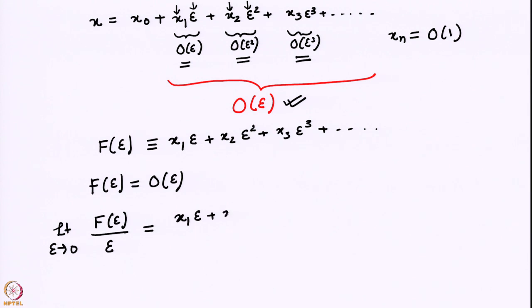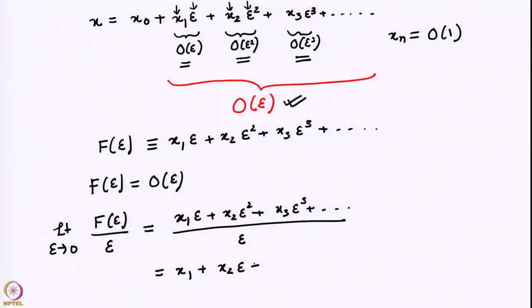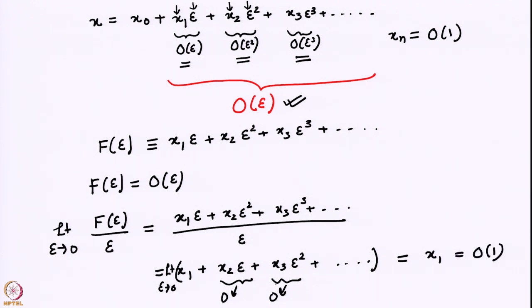In the numerator we have this, and if I divide by epsilon, then I get x1 plus x2 epsilon plus x3 epsilon square plus dot dot dot. You can see that if I take the limit epsilon goes to 0, then each of these terms will go to 0 because the x's are all finite and there is an epsilon to the power something in each of these terms. So this limit would just be x1, which is an order 1 number or a finite number. So the limit of f of epsilon by epsilon is a finite number. So it satisfies our definition, and we can say that f of epsilon is order epsilon. I hope this is clear.